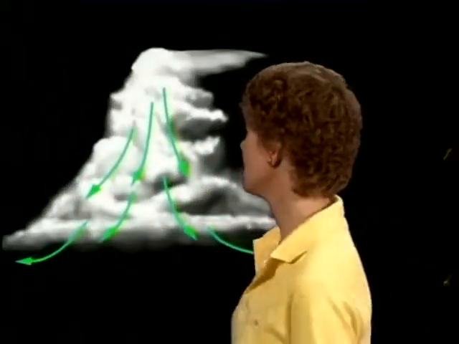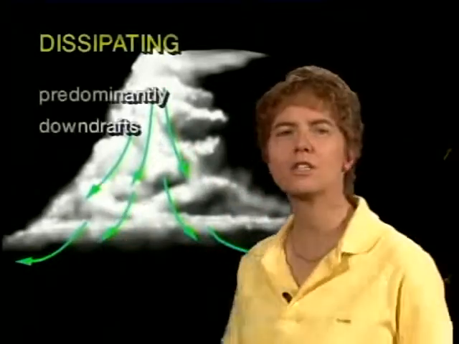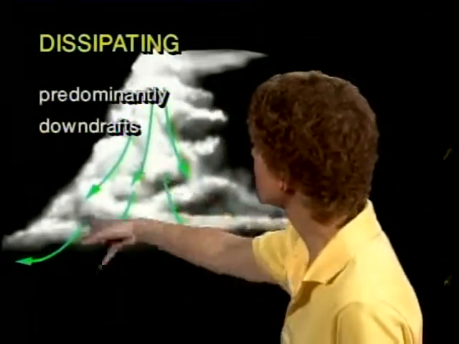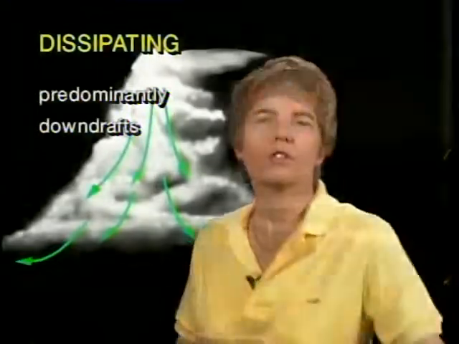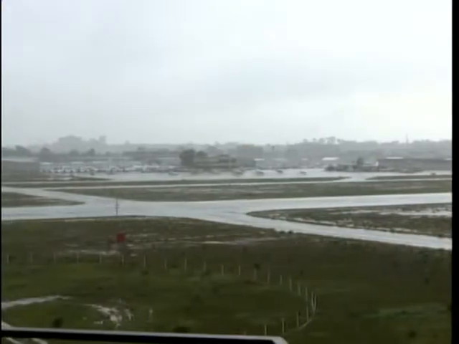Now, the third and last stage of a thunderstorm is the dissipating stage. In the dissipating stage, pretty much all of the air currents are moving down and out. The storm runs out of energy and it's dying out.